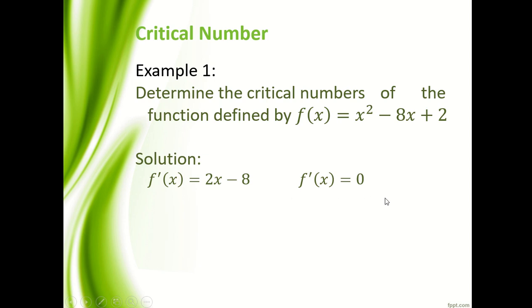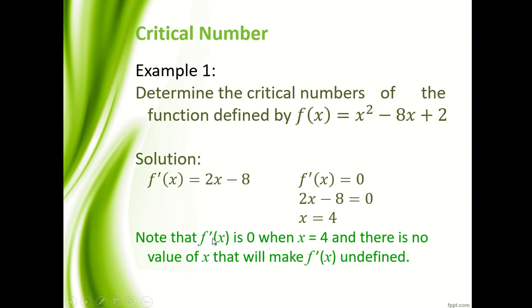Now to find the critical number, you have to equate f prime of x equal to 0, so you can solve for the value of x. So 2x minus 8 equal to 0, then you can now solve for x equal to 4. So x equal to 4 is the critical number. Okay, so note that f prime of x is 0 when x equal to 4.